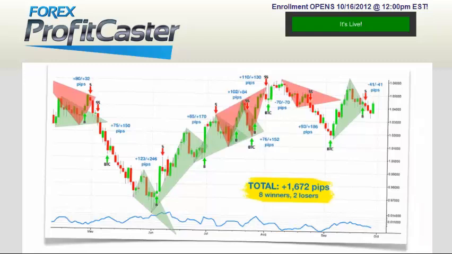Now remember, it's not foolproof, and you will get some losing trades, as you can see here. But over time, it has the potential to help you spot way more winners while also avoiding dangerous and tricky market conditions. It's just an awesome way to trade these great Forex markets, and I think you're going to love it.